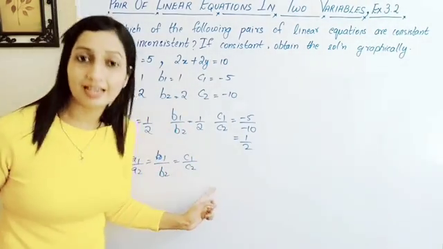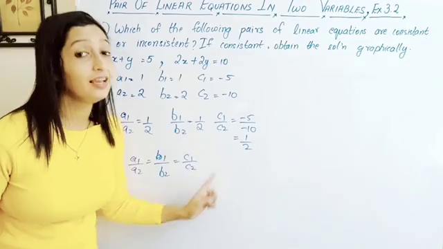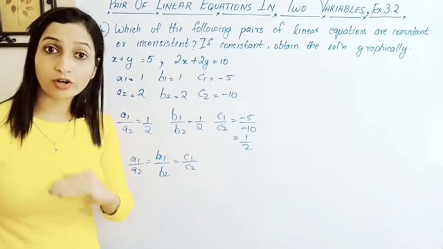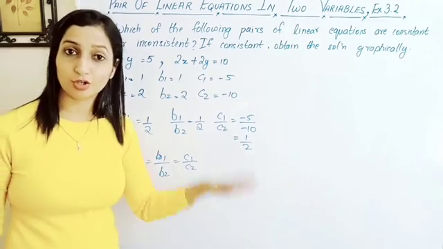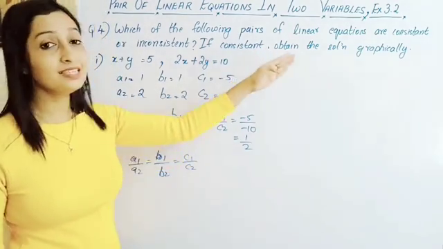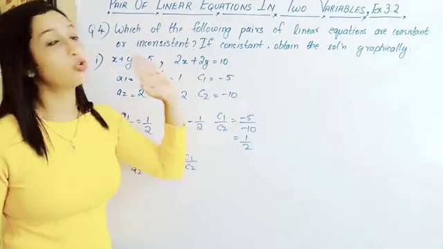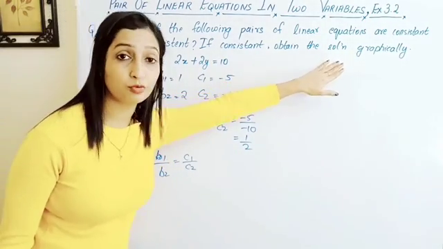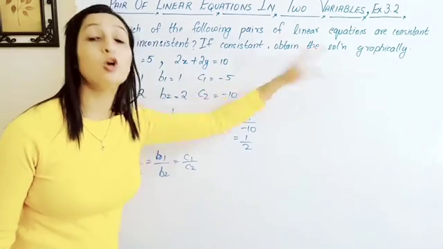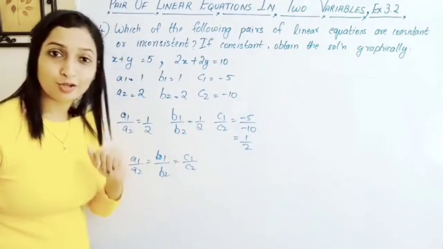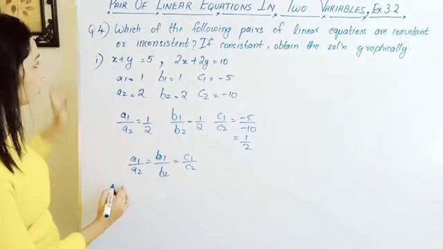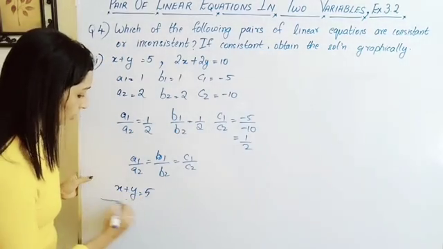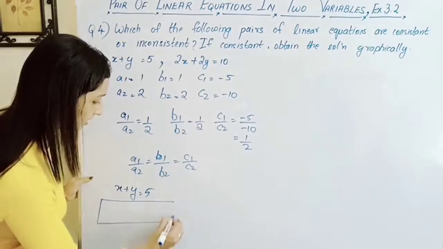Now what does this condition tell us? It says that the given two lines are coincident, or it has infinitely many solutions, and it is consistent. So if it is consistent, what have they asked us to find out? They have asked us to find out the solution graphically. So let's find out our solution set for our first equation. Which is our first equation? x plus y equals 5. Then what is our solution set?